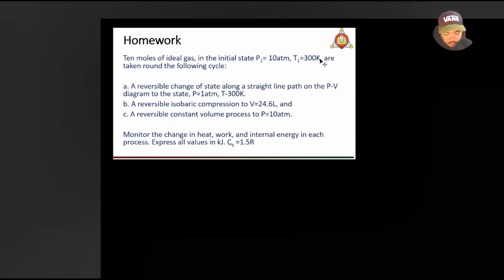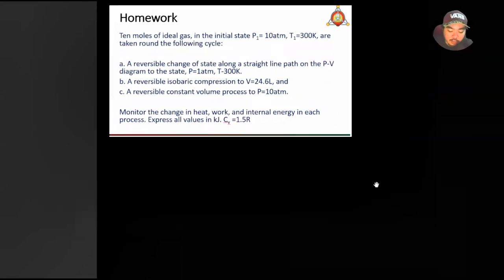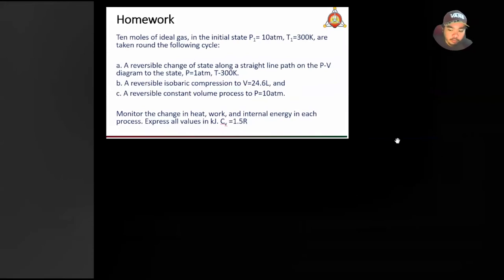Tapos ang gagawin daw natin is i-monitor natin in all states. So from state A to state B to state C, i-monitor natin yung change in heat, work, and internal energy for each of the processes. Okay? And let's express all our answers in kilojoules. So ang R na gagamitin natin is yung 8.314 kilojoules per mole.